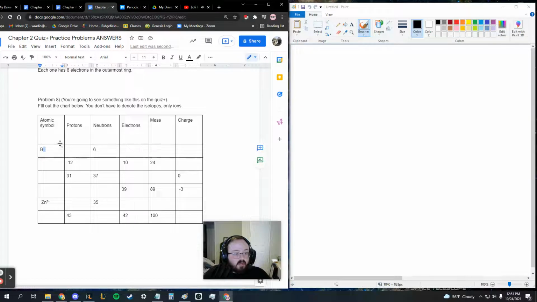So, atomic symbol is B. And I didn't put in a charge here, so we know that our charge is automatically 0. I'm only going to be writing in the charge. I'm not going to be dealing with the mass numbers here. Okay? So for example, zinc here, I don't tell you what the mass is. You have to calculate that on your own. But I tell you that this has a +2 charge. Okay?